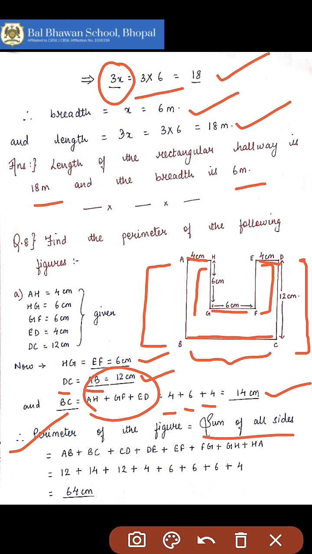Now we can apply the formula of perimeter of the figure, that is the sum of all sides. And when we add all the sides here, that is 12 plus 14 plus 12, 4, 6, 6, 6 and 4, we will get the answer as 64 centimeter. Try the next one on your own.